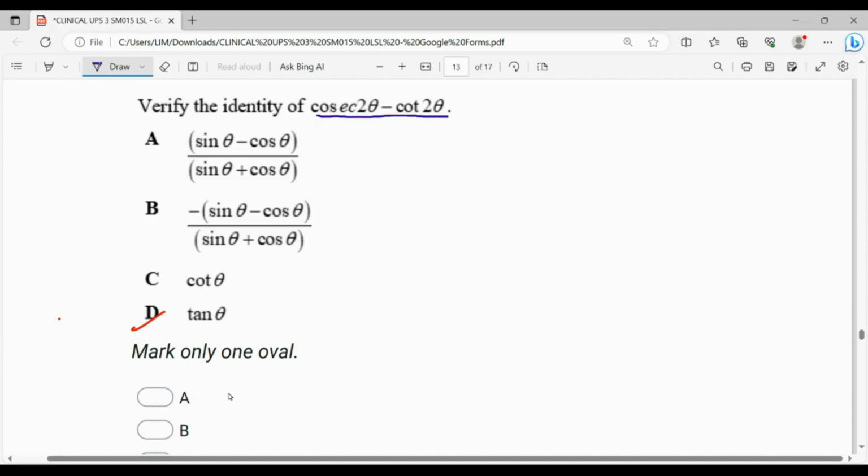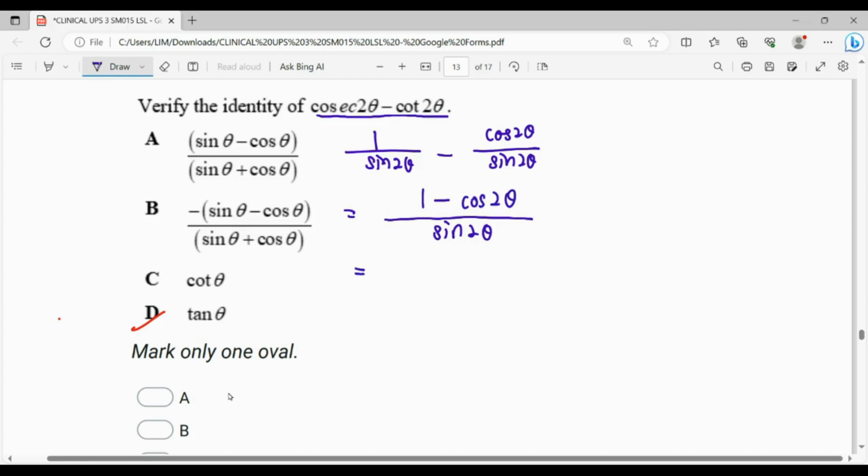Next, we're going to verify the identity of cosecant 2 theta minus cotangent 2 theta. In other words, we're going to simplify this. Cosecant 2 theta equals 1 over sine 2 theta, minus cotangent 2 theta, which equals cos 2 theta over sine 2 theta. Notice that this fraction has the same denominator, so it will be 1 minus cos 2 theta over sine 2 theta. We try to simplify the trigonometry here. Sine 2 theta equals 2 sine theta cos theta.